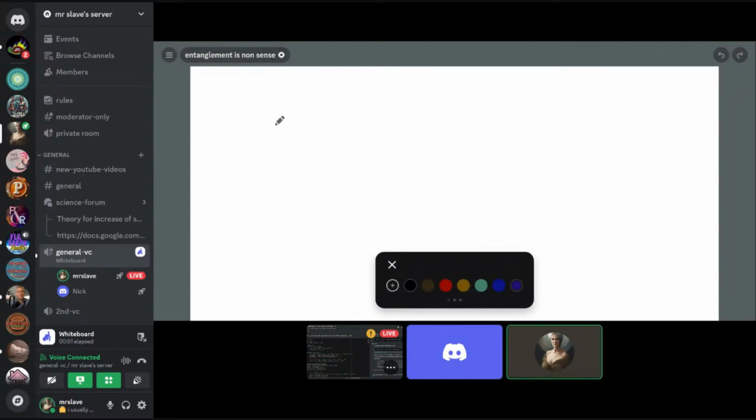So, I can't scroll out. My mouse wheel's broken. Is there another way to scroll out? Watch my stream. You should be able to see it on my stream, no? You can't see it on my stream?